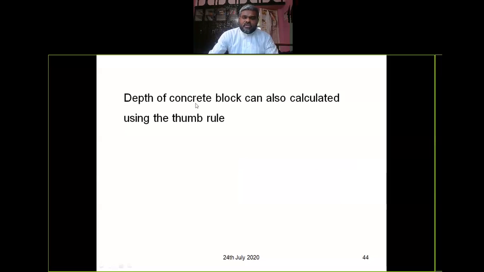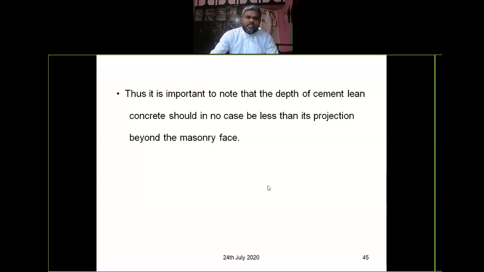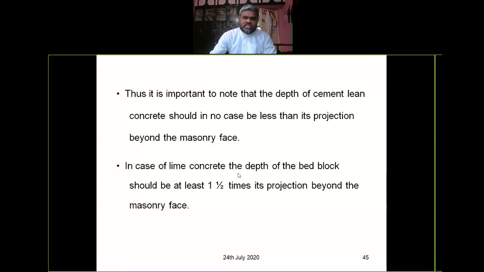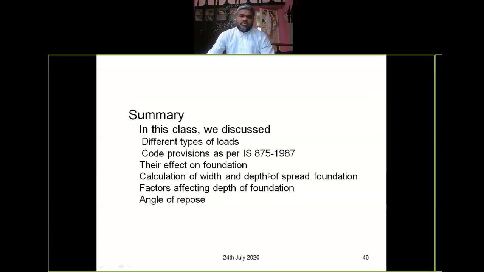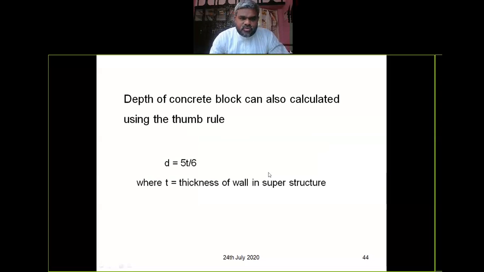The depth of concrete block can also be calculated using the thumb rule, that is, D = 5T/6, where T is the thickness of the wall in the superstructure. So this is another formula. It is important to note that the depth of cement and lean concrete should in no case be less than its projection behind the masonry face. In case of lime concrete, the depth of bed block should be at least 1.5 times its projection behind the masonry face. So let us see a small video also.